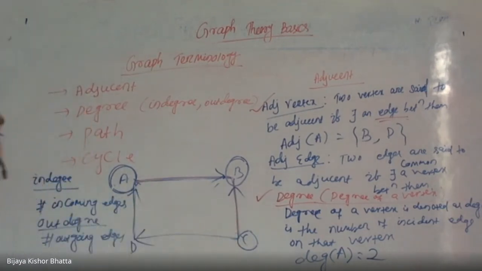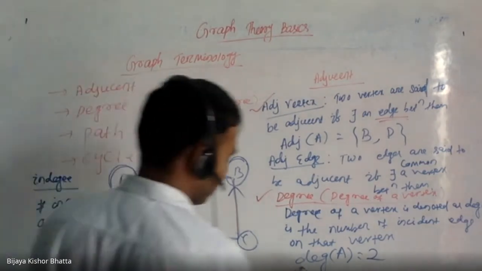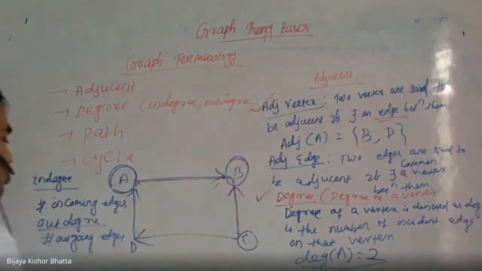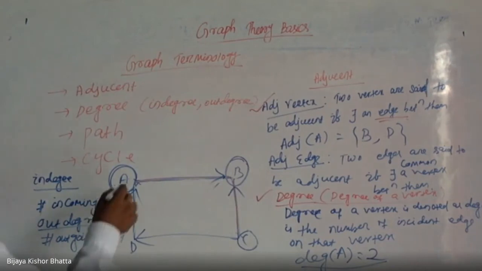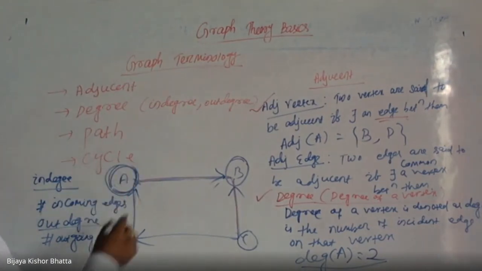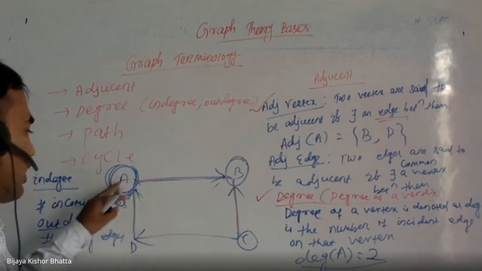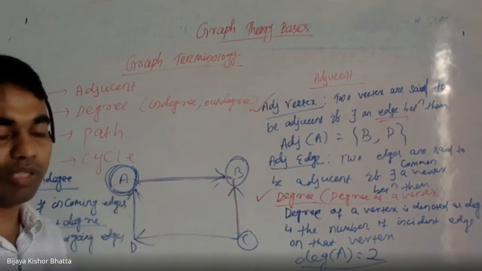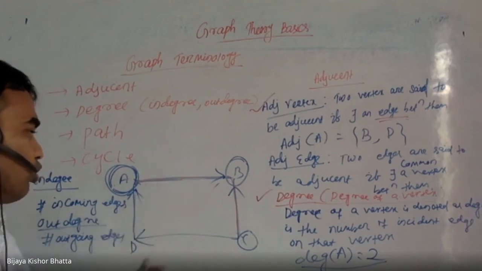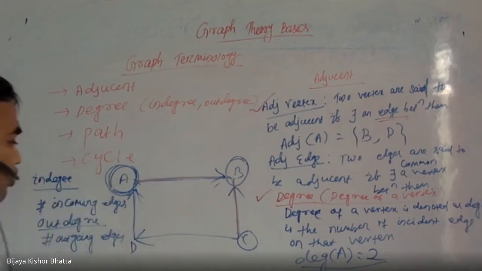Now if I ask the same question, the degree of A was 2. When I ask only degree in case of a directed graph, it is in degree plus out degree, so it is going to be 2. But I need to ask one more question: what is the in degree?